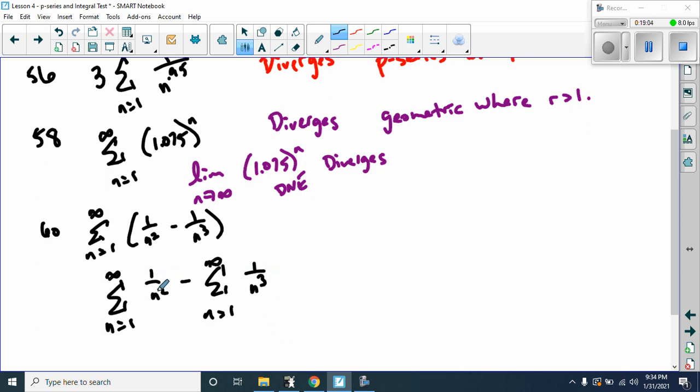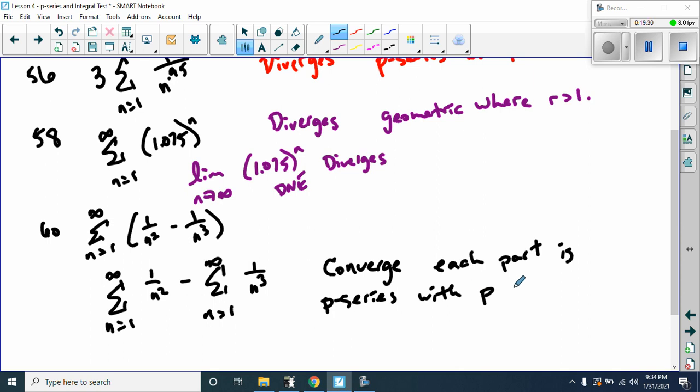1 over n squared is a p-series. p is greater than 1. Therefore, this part converges. This part also converges. Therefore, subtracting those two will converge. Each part is a p-series with p greater than 1.